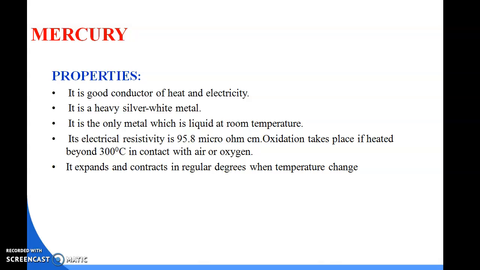Just think about that. Its electrical resistivity is 95.8 micro ohm cm, and oxidation takes place if heated beyond 300 degrees centigrade in contact with air or oxygen. It expands and contracts in a regular degree with temperature changes, meaning it can rise or fall regularly with the temperature change.